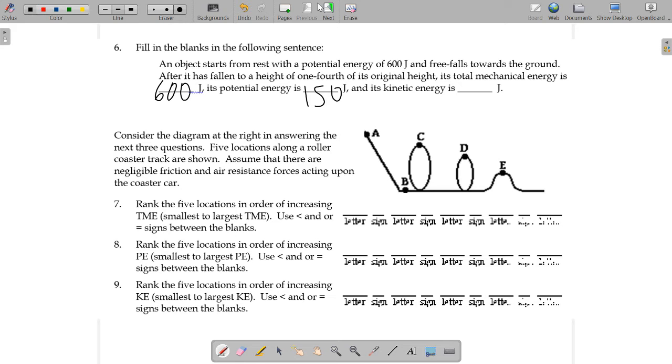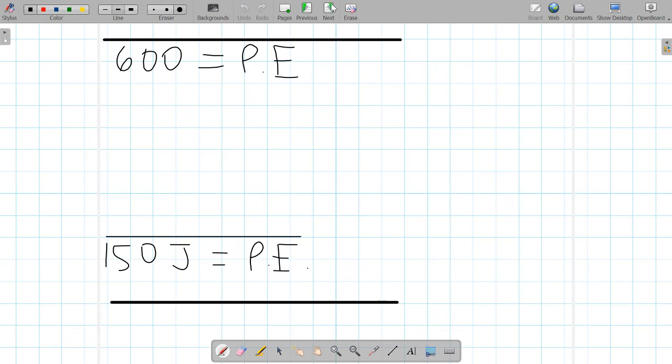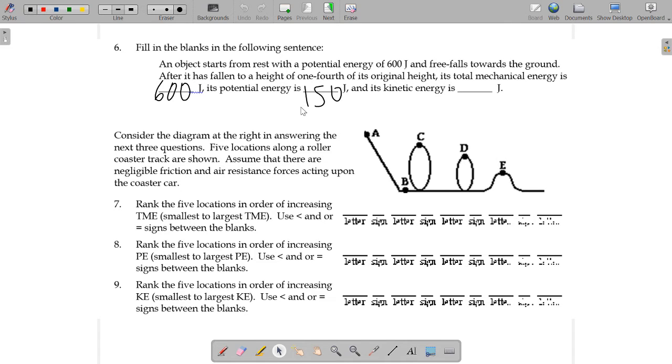Now the question is, what is his kinetic energy at that point? Well, remember, kinetic energy plus potential energy has to equal the total mechanical energy. So 150 plus 450 joules gives you a total of 600 joules of total mechanical energy. Okay, so that's number 6. Let's move on to the next one.